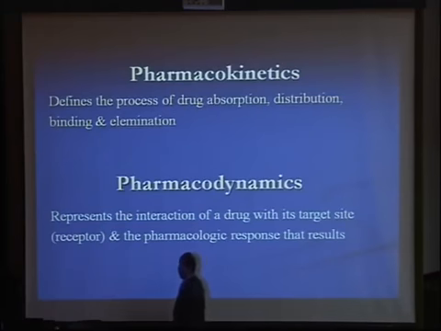First, to start with the definition, pharmacokinetics defines the process of drug absorption, distribution, binding, and elimination. And pharmacodynamics represents the interaction of drugs with its target site or receptor, and the pharmacological response that results afterwards.